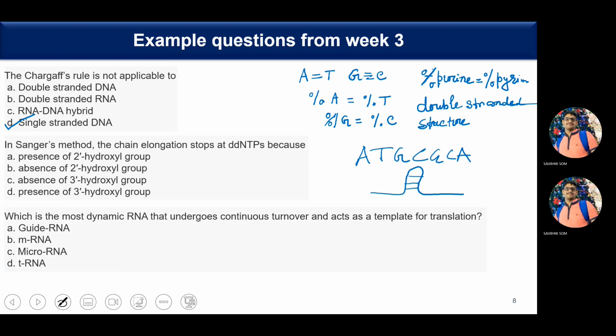In Sanger's method, chain termination occurs at ddNTPs because of the absence of the 3' hydroxyl group. Okay, this you should tell. I want you guys to tell this question.